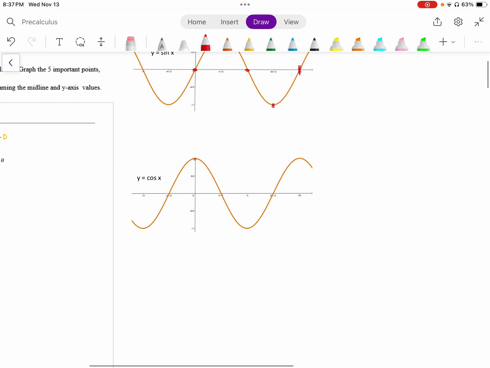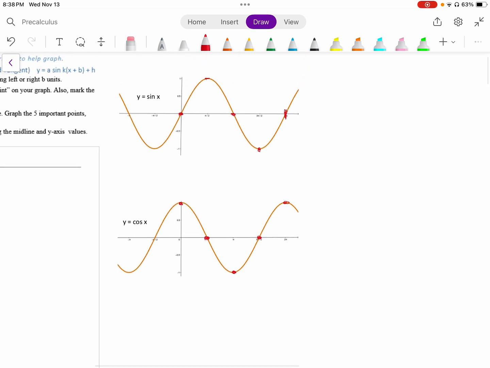Cosine goes through 0, 1. So it goes through 1 on the y-axis, down to 0 at pi over 2, down to negative 1 at pi, back up to 0, and back up to 1. So you must know those general shapes. The period of sine and cosine are both normally 2 pi.